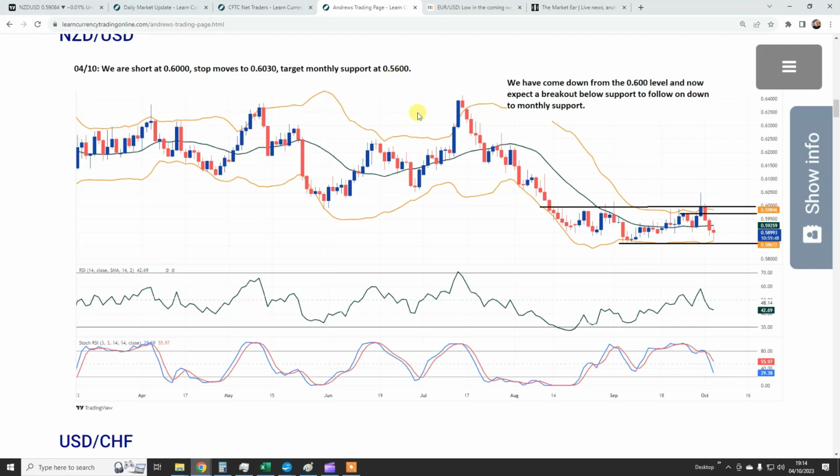Target monthly support at 56. I will extend that target down. I think we could go towards the 50 level. But at the moment it's all choppy and sideways. So you can sell a break at the bottom of the range, okay? Which would be around 58.